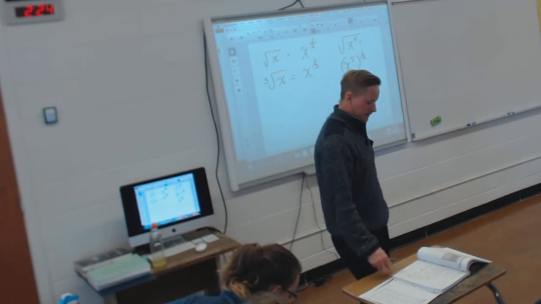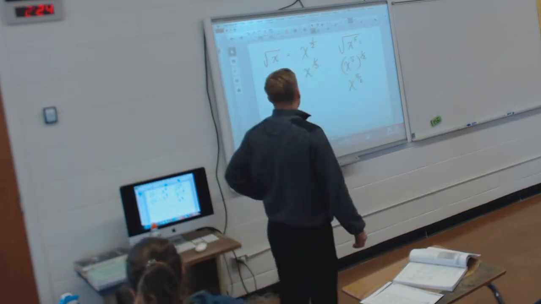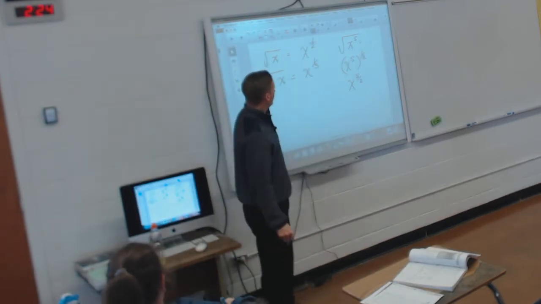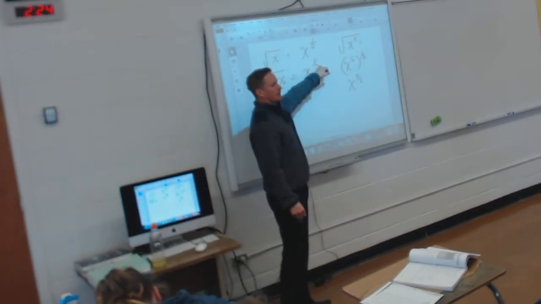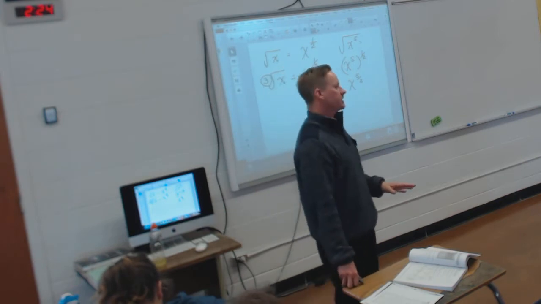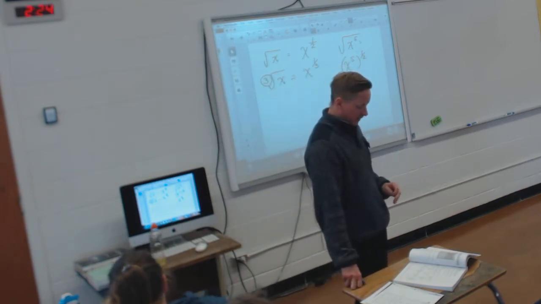The index of the radical has the same value as the denominator of the fractional exponent. This is what we refer to as the index. And all it says is that this value here has the same value as the denominator on the exponent. We've already done this. We talked about this in the very first day, so none of this is new so far.